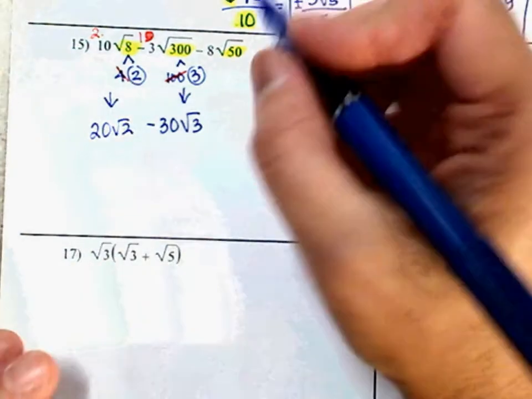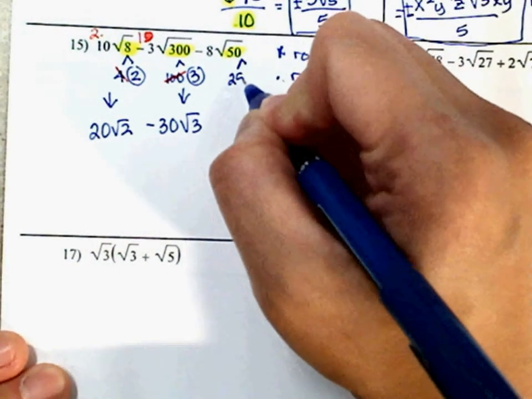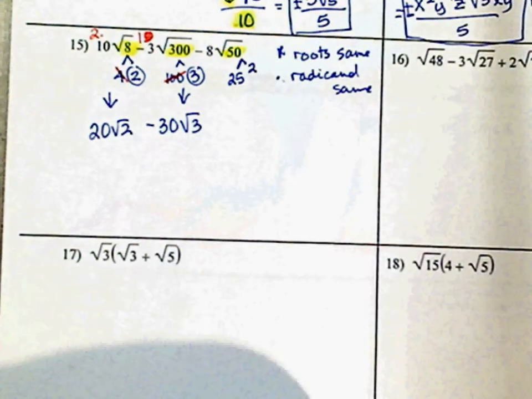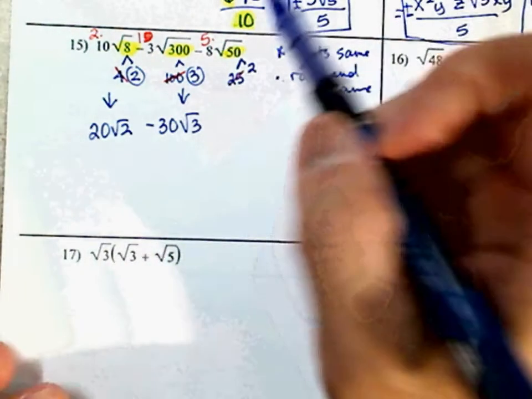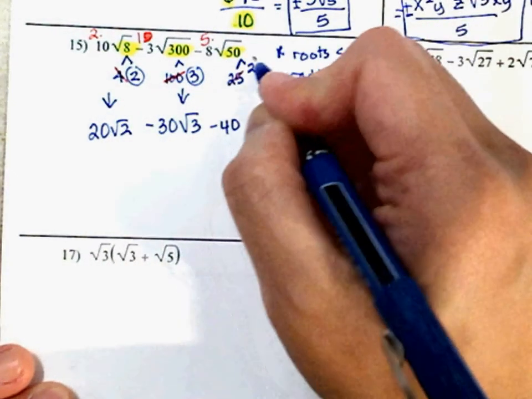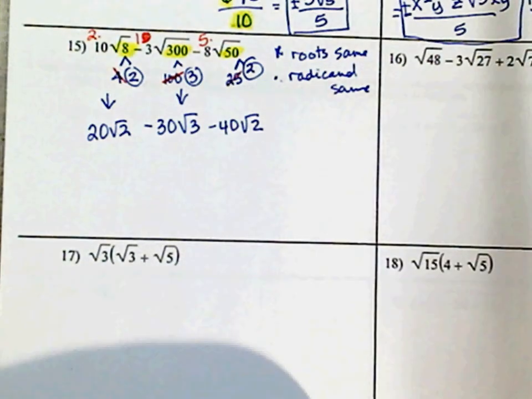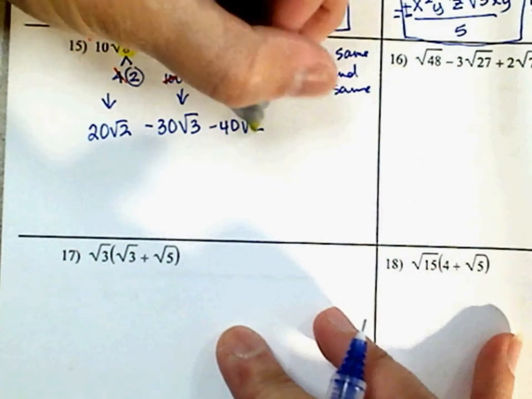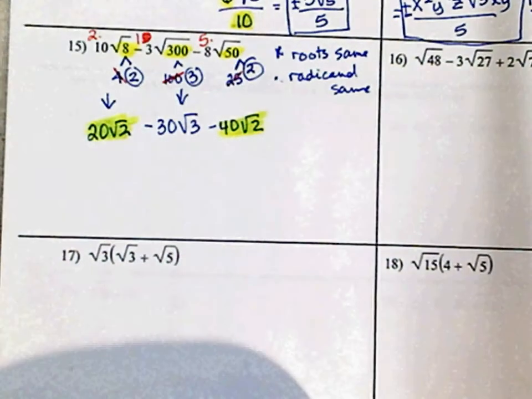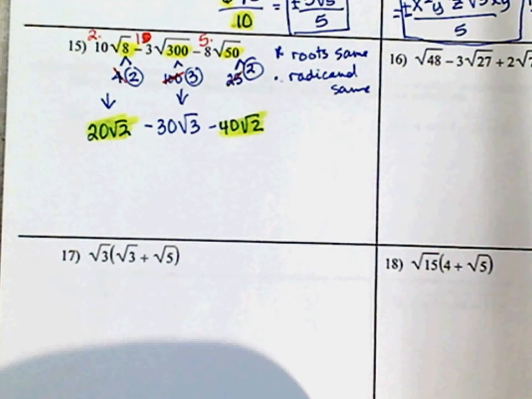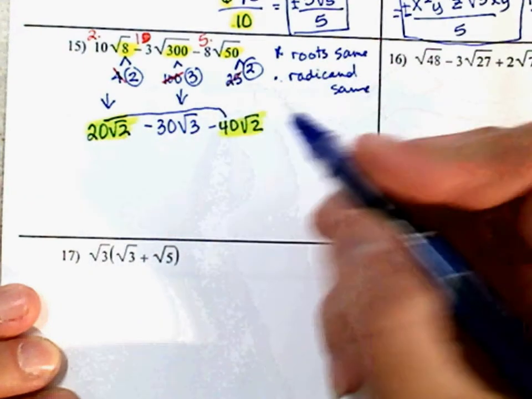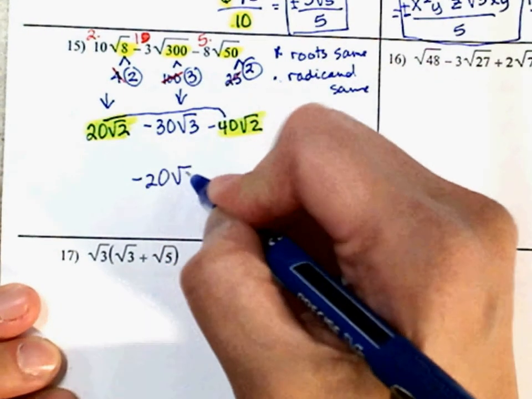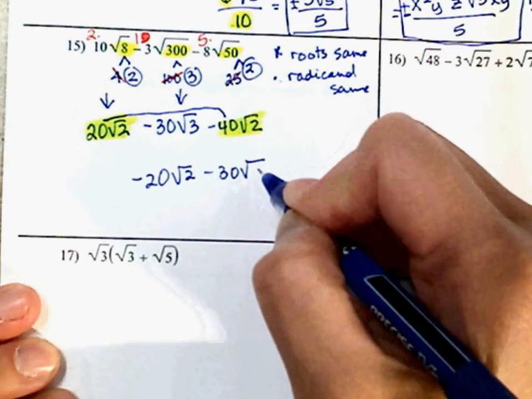Factors of 50. 25 and 2. What's the square root of 25? 5. So 5 times negative 8 is negative 40 with a 2 left over. Can you add or subtract some of these components, these terms? Yeah, right here. Do these two have the same radicand and a same root? Yeah, so combine them. What is 20 minus 40? Negative 20 square roots of 2, and bring down your negative 30 square roots of 3. Okay.